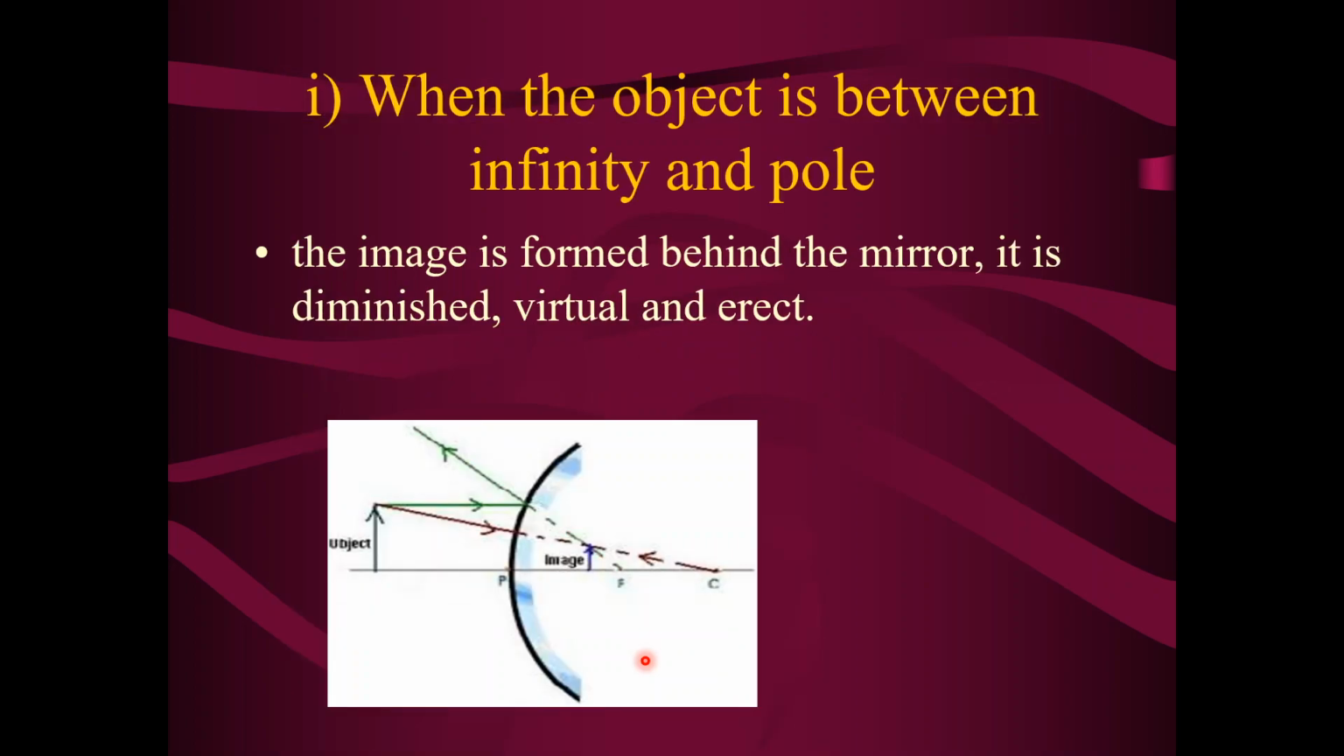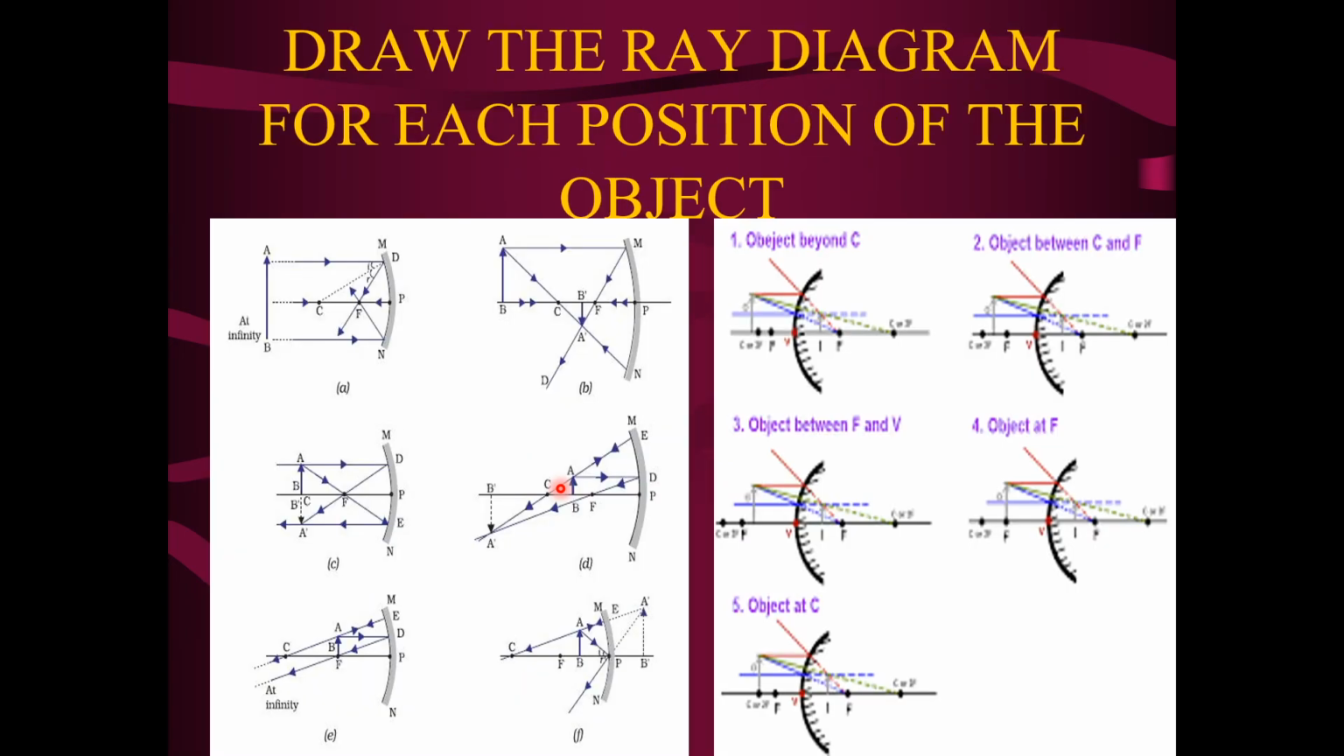Anywhere you keep the object, even closer, the image formed will be highly diminished, virtual and erect. So while drawing the ray diagram, you have seen that the convex mirror always forms what type of image? Virtual, erect and small, highly diminished size image is formed.